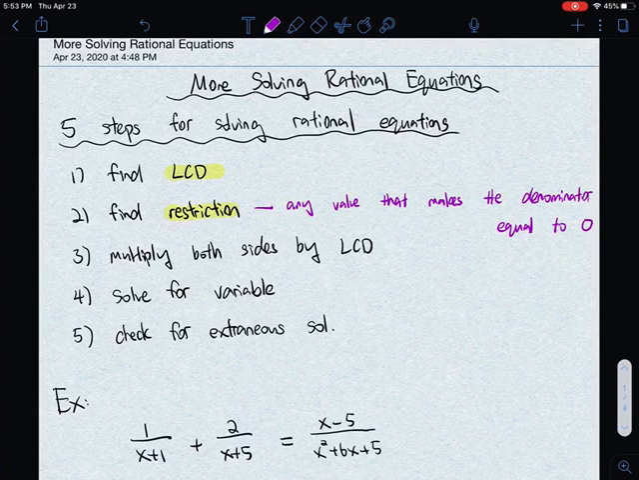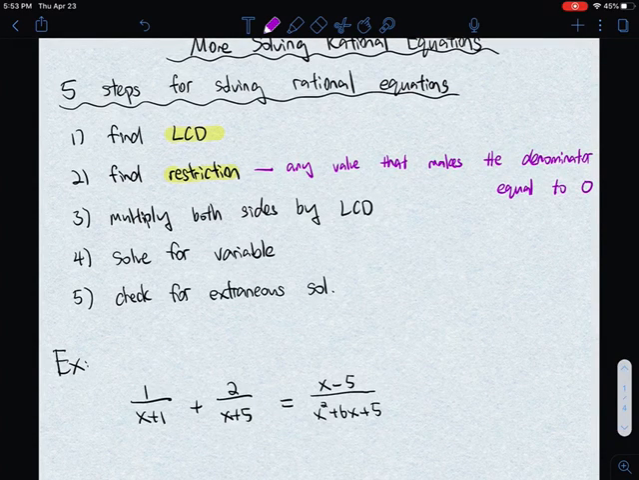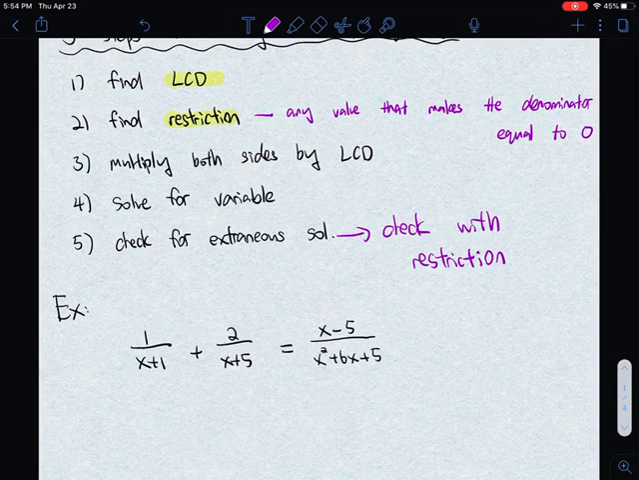And then step 5, which we didn't talk too much of last time, is checking for extraneous solutions. We'll talk more about that today once we do the examples. But basically what you want to do is check your answer with your restriction. So if your answer is not in the restriction, then that means your answer is good to go. But if your answer is part of the restriction, then it will be extraneous. So I think everything should be more clear once we do the examples.